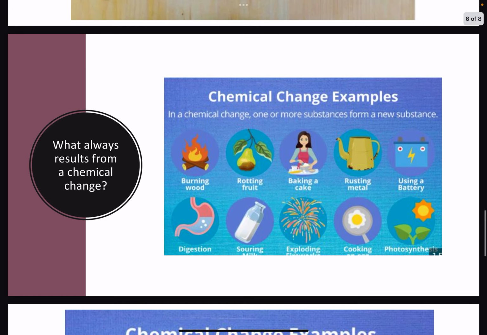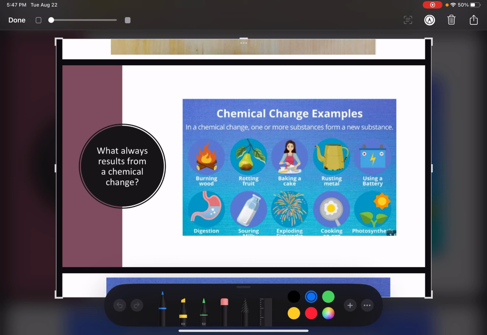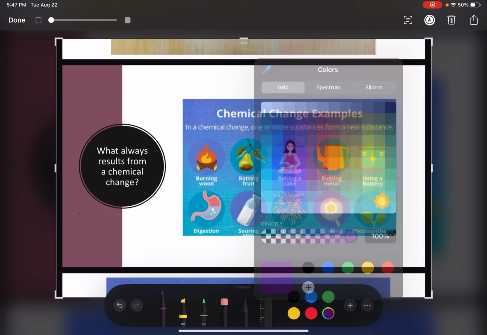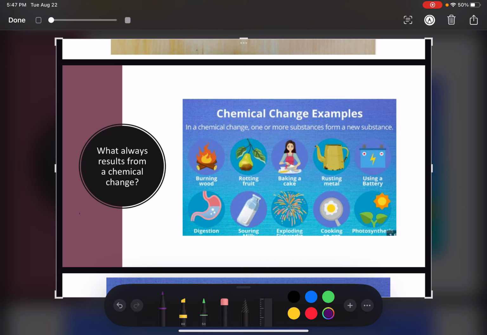Here are some great chemical change examples. Now, the question down here is, what always results from a chemical change? I know that you probably have gotten kind of tired of this, and you're starting to lose patience here. But here's the idea: whenever you have a chemical change, you always have a new substance.